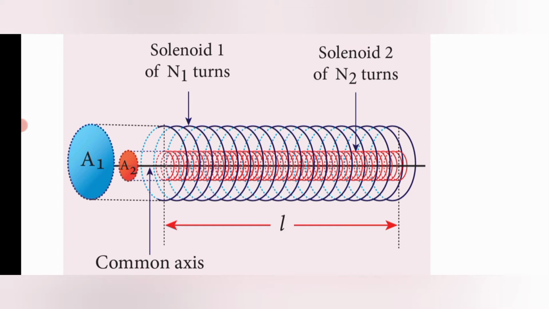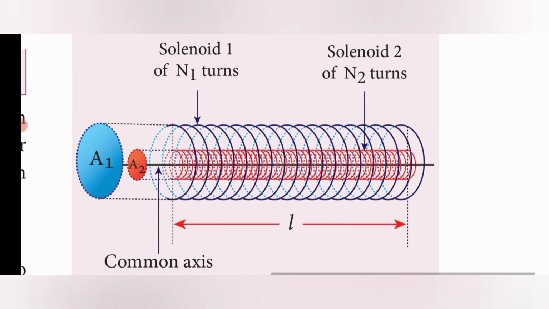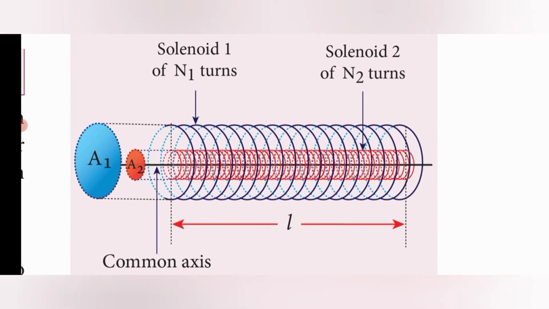When the current flows through solenoid 1 only, a magnetic field is produced inside it. We already know about that. In a solenoid, the magnetic field is not produced around the solenoid; outside, it is almost zero. It is produced only inside the solenoid. So here also the maximum magnetic field is produced inside solenoid 1.